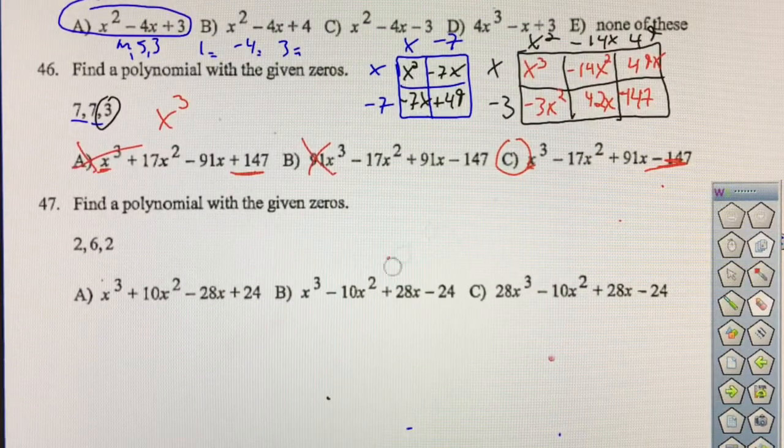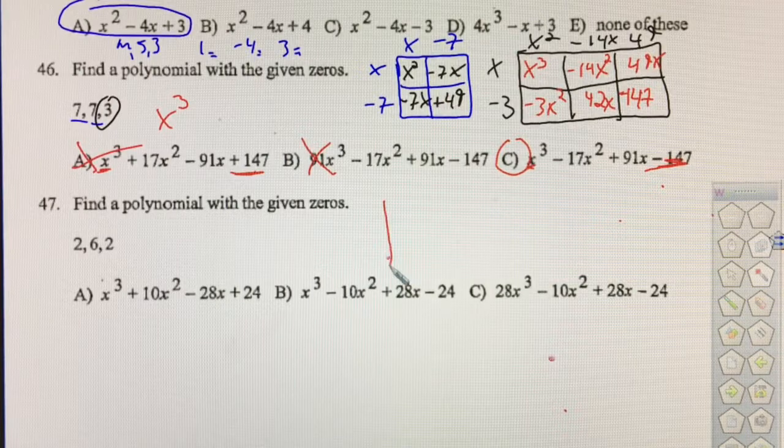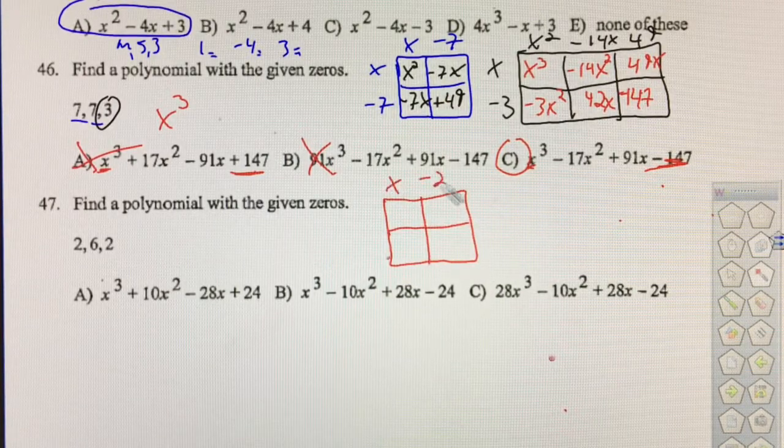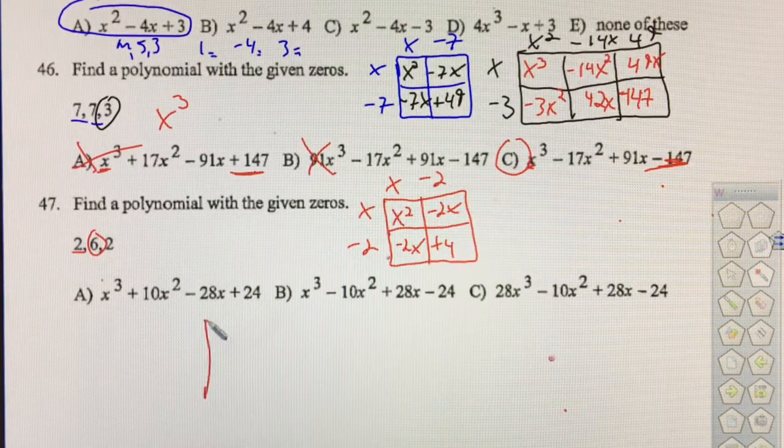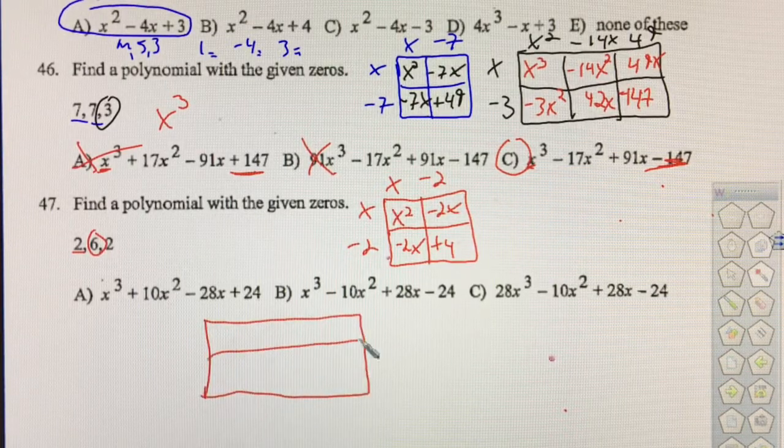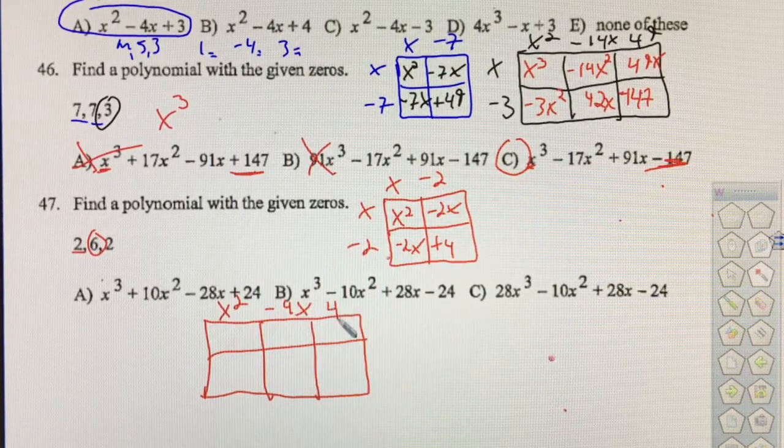Find a polynomial with the given zeros. Again, I'm going to use a Punnett. X minus 2, x minus 2, it's going to give me x squared. Don't forget I have to do this one yet. Minus 2x, plus 4. My Punnett is going to give me, on the top, x squared minus 4x plus 4. And then over here, x minus 6 from the linear factor of x equals 6.